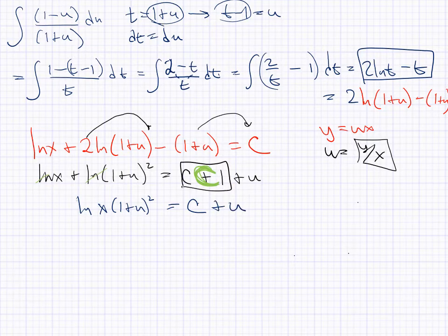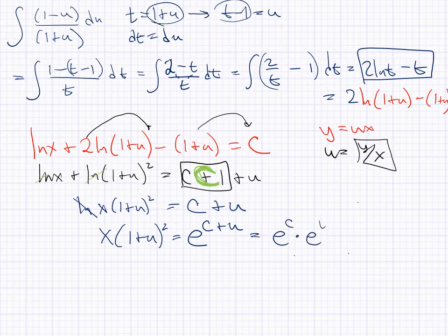Then exponentiate both sides, clearing out this logarithm. x times 1 plus u squared equals e to the c plus u. Now this can be written as e to the c times e to the u. And here this is still just one big constant, so I'm going to replace that with c. Now, I think we're close enough to where we can now resubstitute. And so this looks a lot better than our last one, so I'm going to place y over x in here now. So x times 1 plus y over x squared equals c e to the y over x.